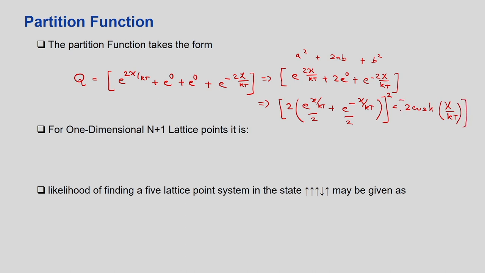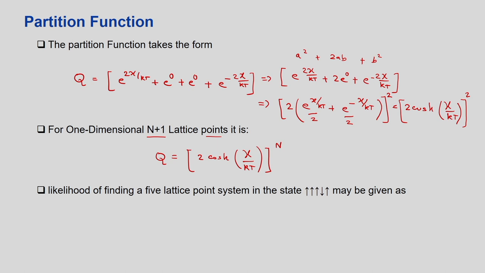But when the condition is this to be whole squared, if you see, for a three-sided term it is squared, for a two-sided term it is 1. Likewise, for a four-sided term it will be cubed. Like that, for a one-dimensional chain with n plus 1 lattice points, if we keep on doing this, we will get this expression: Q equals 2 cos hyperbolic of the coupling constant by kT, to the power of n. So we have got an expression. Because it is 2 squared, that is why it is 2 to the power of n.